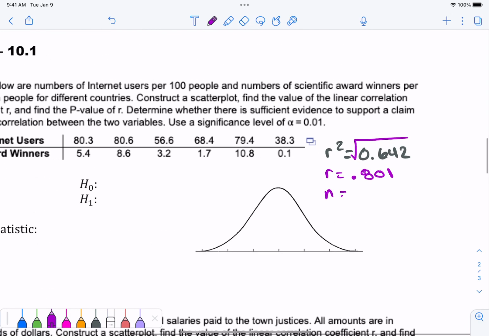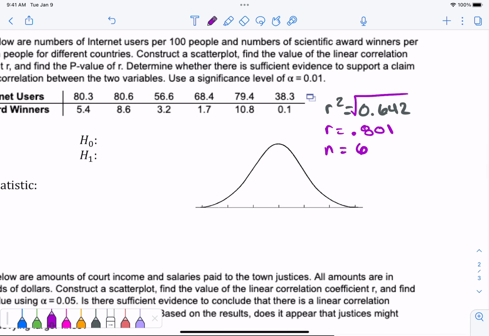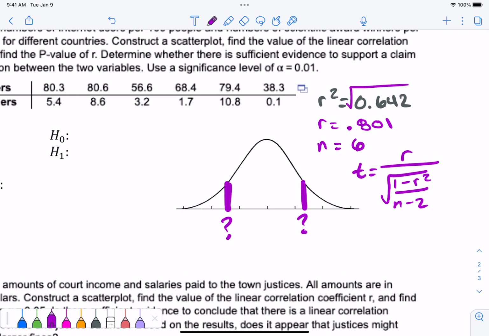And then you also need N. What is N? 6. Okay, you're going to use the chart to find these. And then you need to calculate what T is. T is that formula: R over the square root of 1 minus R squared over N minus 2. You've got all the stuff you need. There you go. Calculate your T.